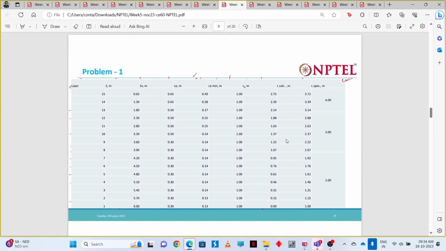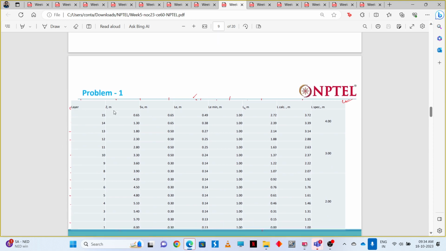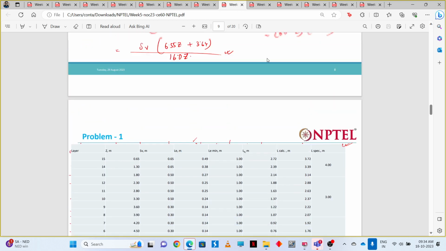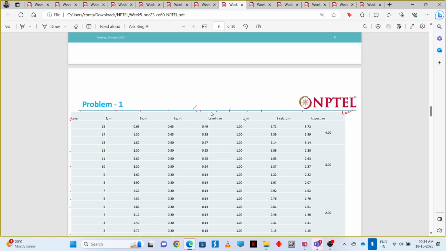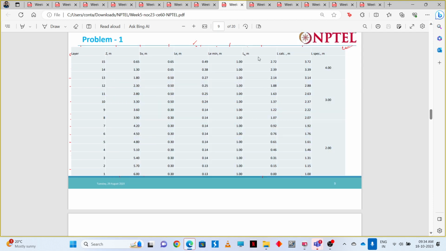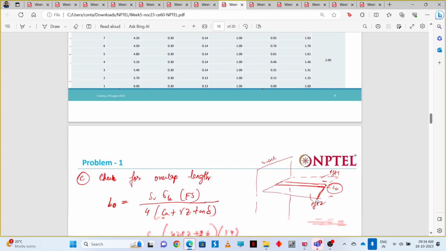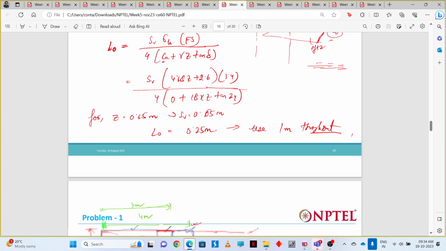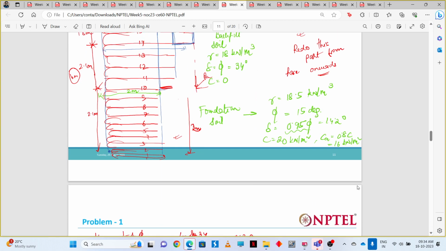Okay, then we decided how much length we should give. So here you can say LE is coming very less, but minimum embedment length we have to provide as 1 meter. So minimum LE is provided, then LR we found out. So LR plus LE will give us the final length. Then we calculated the overlap length. So if you want to overlap the reinforcement, not seam them, how much overlap length we should actually provide.